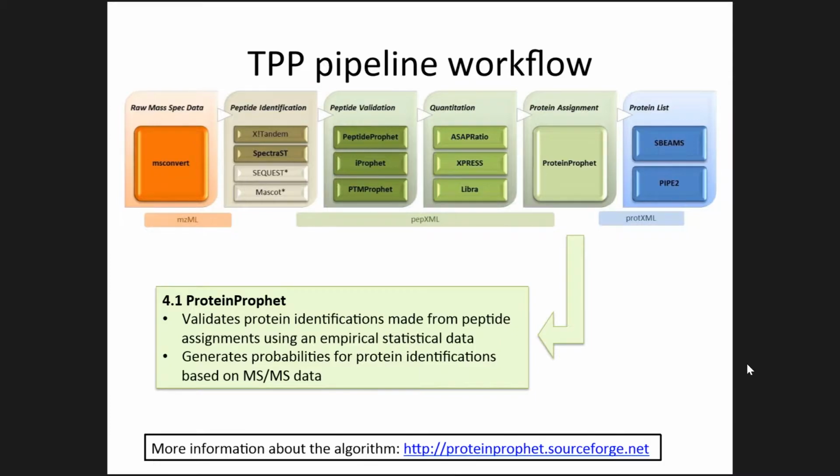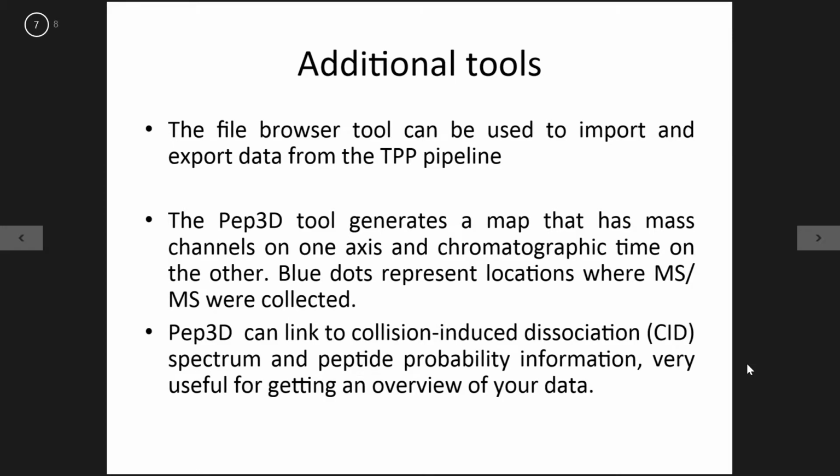In this tutorial, I'll go over the most critical steps for identifying the proteins in your proteomic sample. But TPP has a lot of useful tools, like the file browser, where you can manage your data, upload your input files, and download your analysis results. Another interesting tool is PEP3D. With PEP3D, we can generate plots that will summarize the mass spec data by measuring the abundance and the probability of each polypeptide identified.